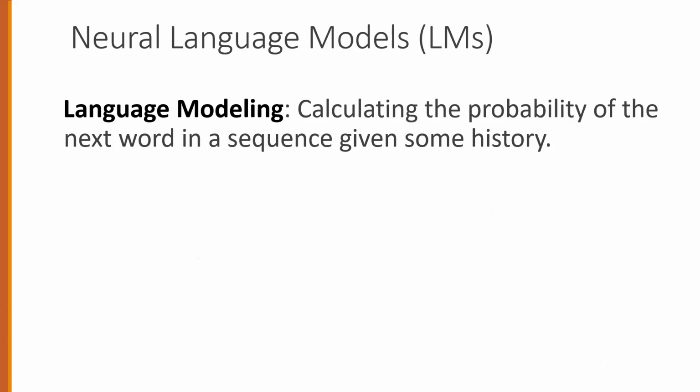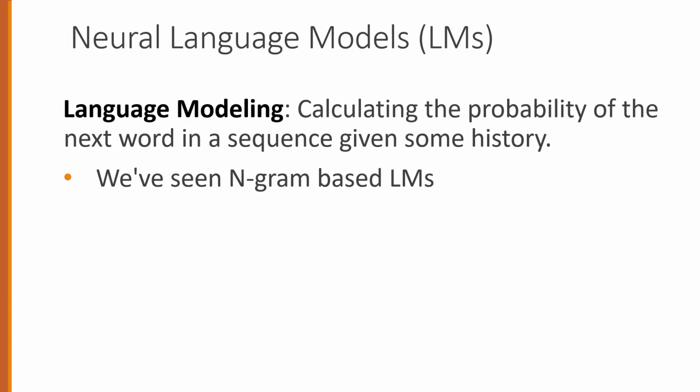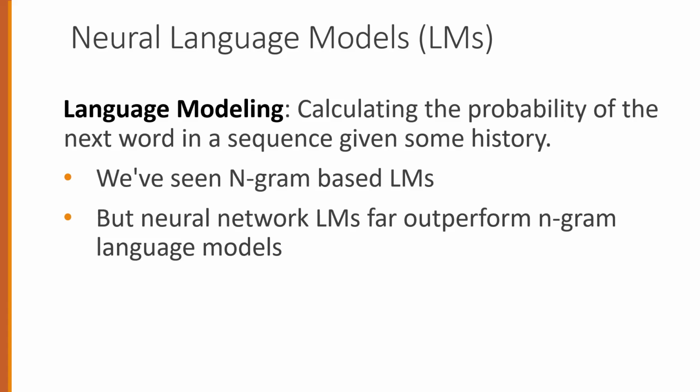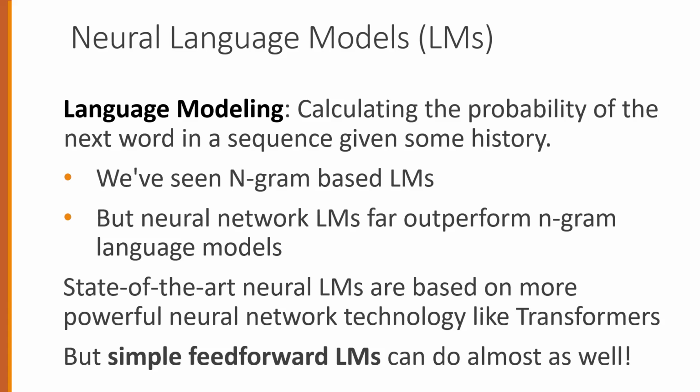Language modeling is calculating the probability of the next word in a sequence, given some history. We have talked about the n-gram based LMs, but neural network LMs far outperform n-gram language models. State-of-the-art neural language models are based on more powerful neural network technologies like transformers. But simple feed-forward neural language models can do almost as well, and are a very good example.